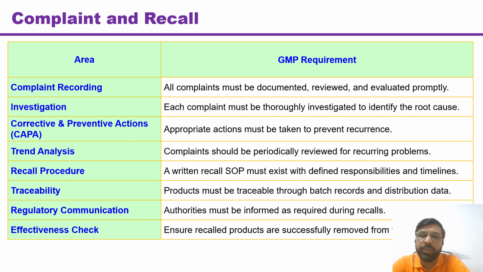Then regulatory communication. Whenever a recall is performed, it should be reported to the regulatory authorities so that all the authorities are aware about the recall, and there is no ambiguity between the regulatory authority and the manufacturing facility. And also we have to check the effectiveness of the CAPA.